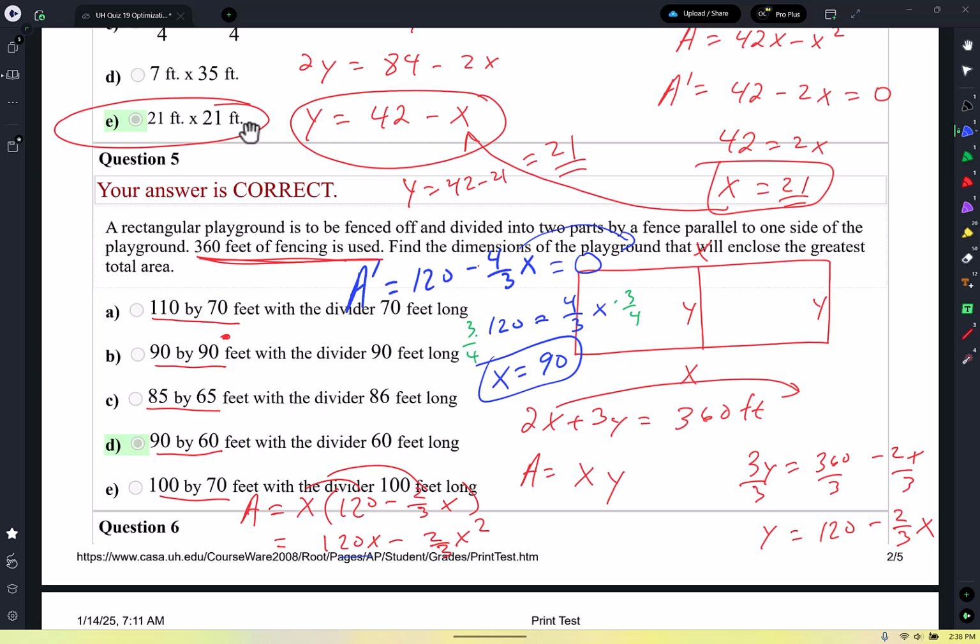Get your Y value, because they wanted the dimensions. This is find the dimensions, guys. Get your Y value. Where's my Y? Over here. Plug it in right there. So Y value is 120 minus 2/3 of 90. I like to do it like this. 3 goes into 9 3 times, so 3 goes into 90 30 times. 2 times 30 is 60, and 120 minus 60 is 60. So 90 by 60 with a divider that is 60 feet long. There it is.